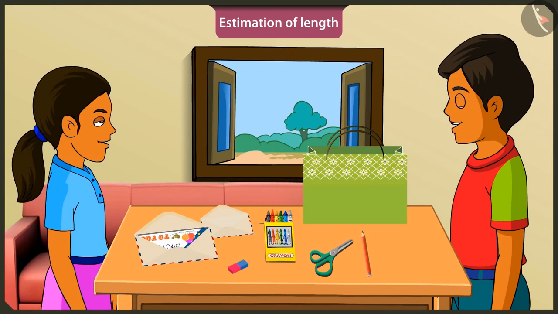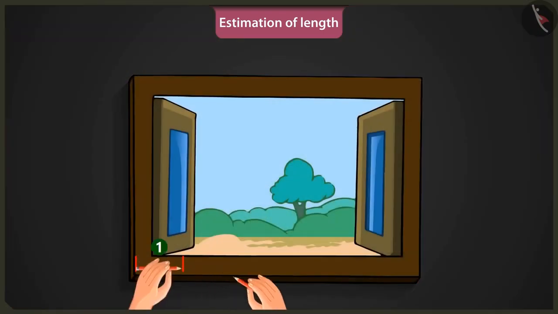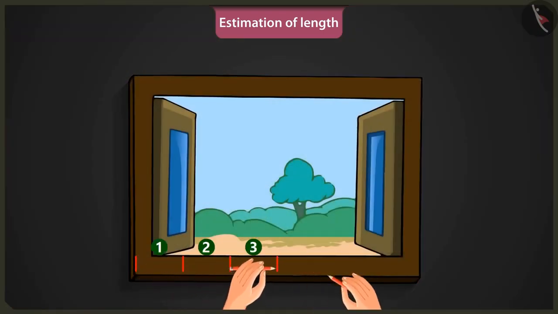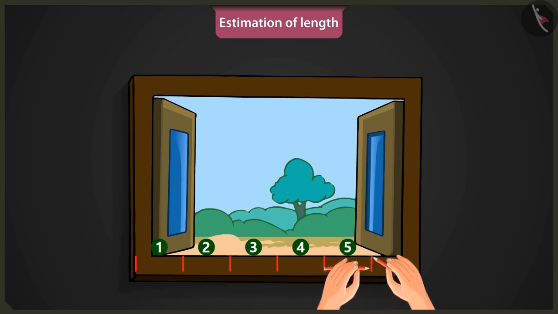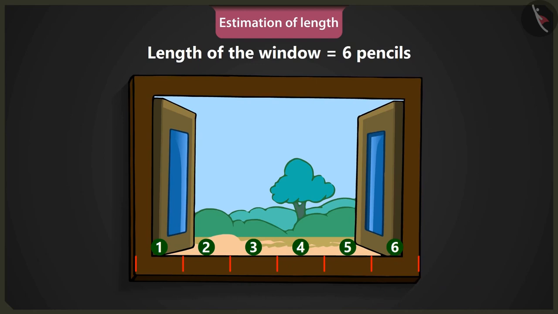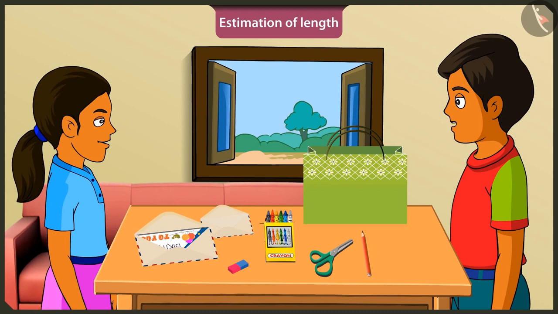Yes, Mintu. Now consider this pencil as a unit. And now use this pencil to measure the length of the window. 1, 2, 3, 4, 5, and 6. The length of this window is 6 pencils long. Yes, so Mintu, like this, we can consider the measure of a smaller object as a unit to estimate the length of a bigger object. Wow, brother, this is really interesting.